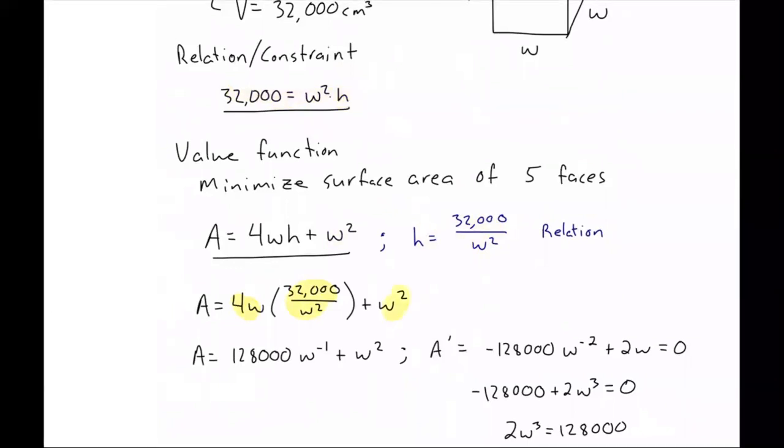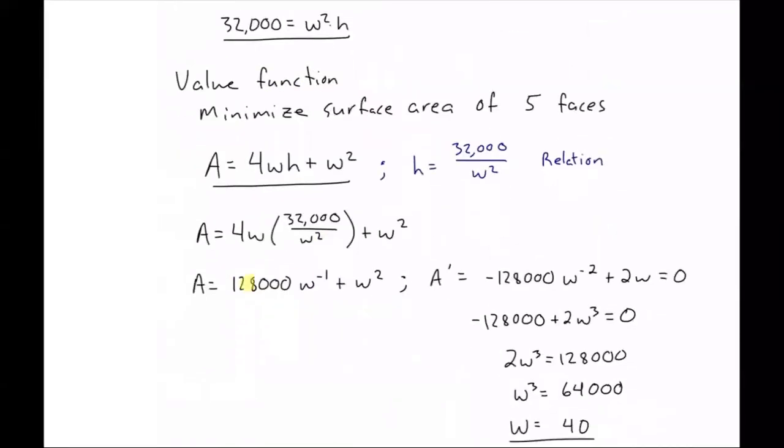4W times H, this substitution here, plus W squared. Okay, now I simplify, and then I'll take the derivative once I'm happy with my simplification. These W's cancel to a W to the negative 1 power. 4 times 32,000 is 128,000. And then plus W squared. Nothing major is going on over there to the side. So I've got 128,000 W to the negative 1 plus W squared.